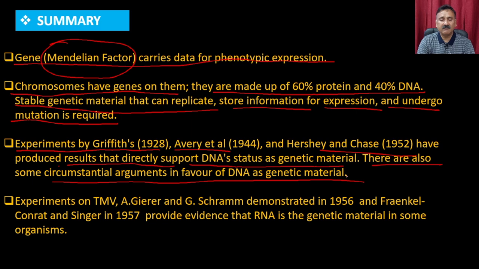So, the experiment on TMV by Fraenkel-Conrat and Singer demonstrated in 1956 that it is the RNA which is actually carrying the information from one generation to another, and that's how wherever you have the RNA, it is going to be responsible for causing a disease. Even when they mixed the two different types of viruses, they found that they were generating hybrid viruses, and the protein has no role in carrying the information from one generation to another.